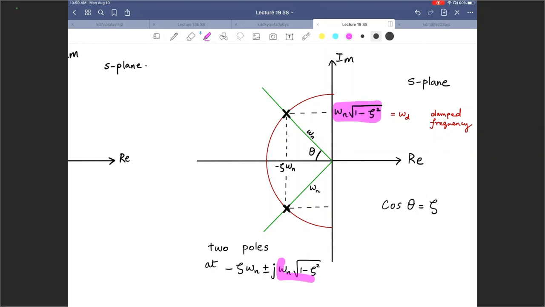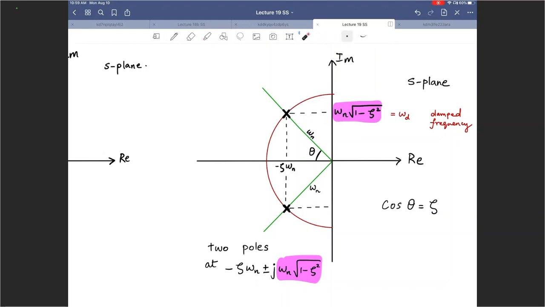So that is actually your damped frequency, omega sub d, right? So omega d is related to omega n. One is the natural frequency, the other one is the damped frequency. So the damped frequency is the frequency of the oscillations due to the damping of the oscillations.